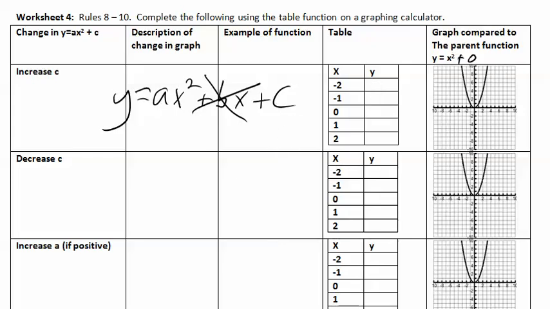And the parent function is, of course, y equals x squared. And it looks like this, which is the same as y equals x squared plus 0. So let's see how this worksheet's going to go.